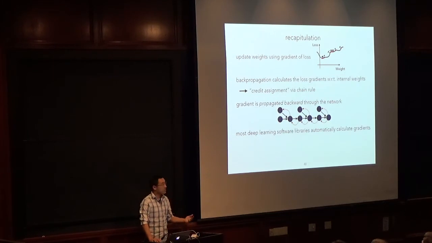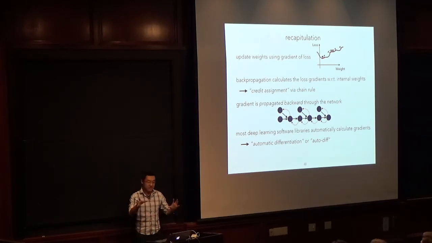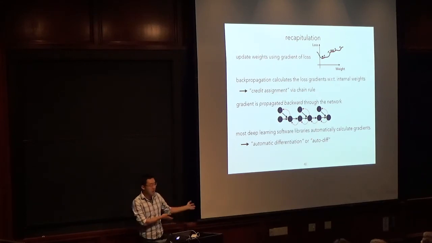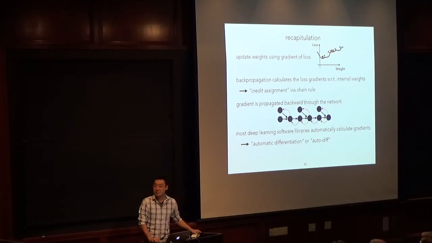And most deep learning software libraries will do this automatically. In most of these modern deep learning libraries, you specify this layer architecture with these dependencies. And then the efficient backpropagation is done automatically by the optimization engine that is sitting inside these deep learning libraries.